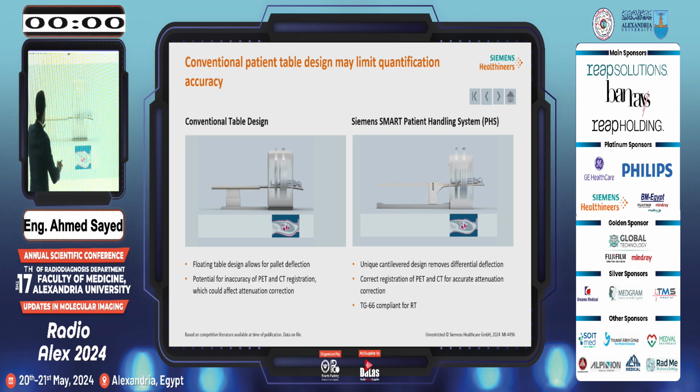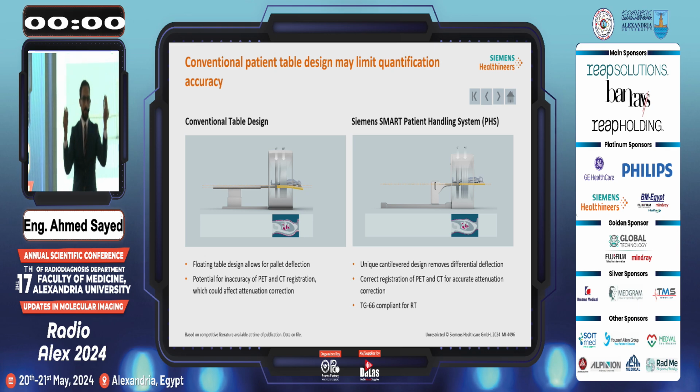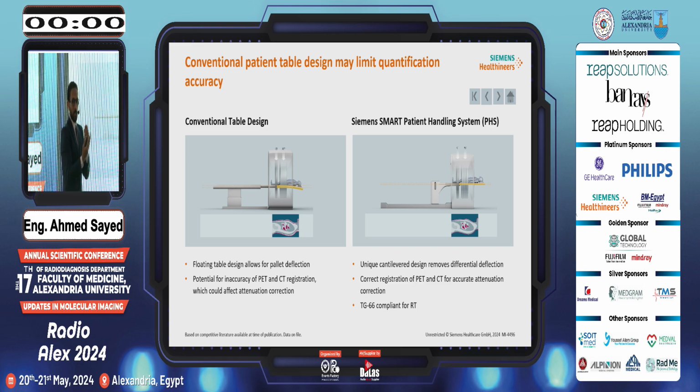You know, the pallet moving inside the system, and there is a deflection on the pallet. This deflection leads to misregistration between PET and CT images. All of us know the PET-CT acquires a CT image and then a PET image, then fuses the two images together. If there is misregistration between PET and CT when fusing the two images, I think you will lose data and affect attenuation correction.